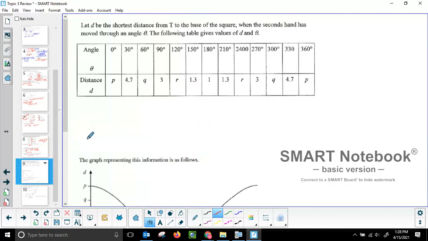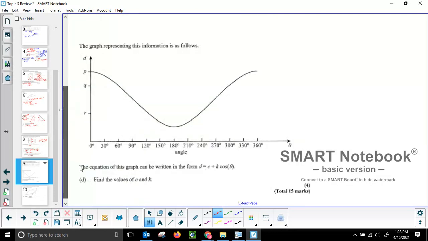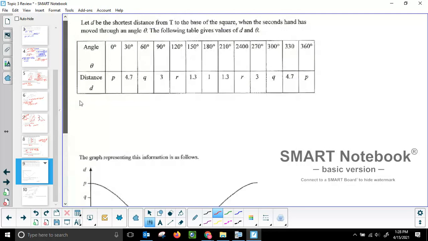Okay. So this is just a continuation, but I don't think we need the picture for the rest of this, so that's why I put it on another page. All right, so let D be the shortest distance from T to the base of the square when the second hand has moved through an angle theta. The following table gives values of D and theta. The graph representing this function is as follows. Did I miss something? Shouldn't it have asked me to find something?